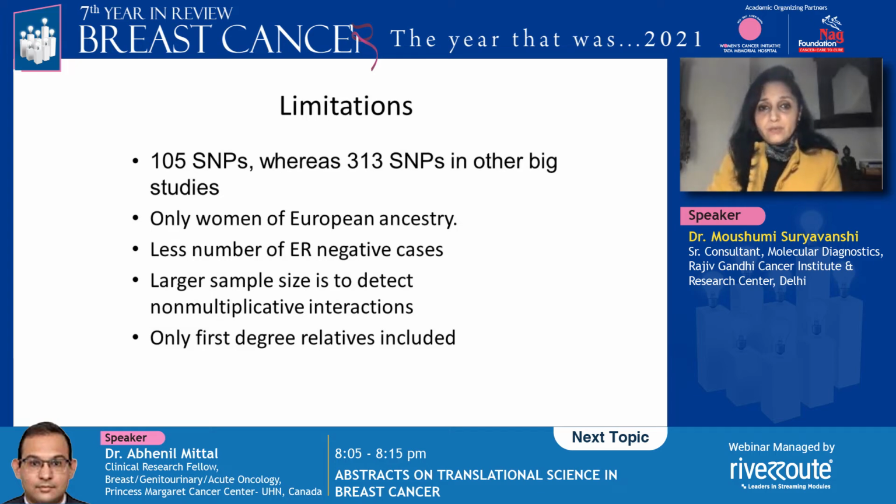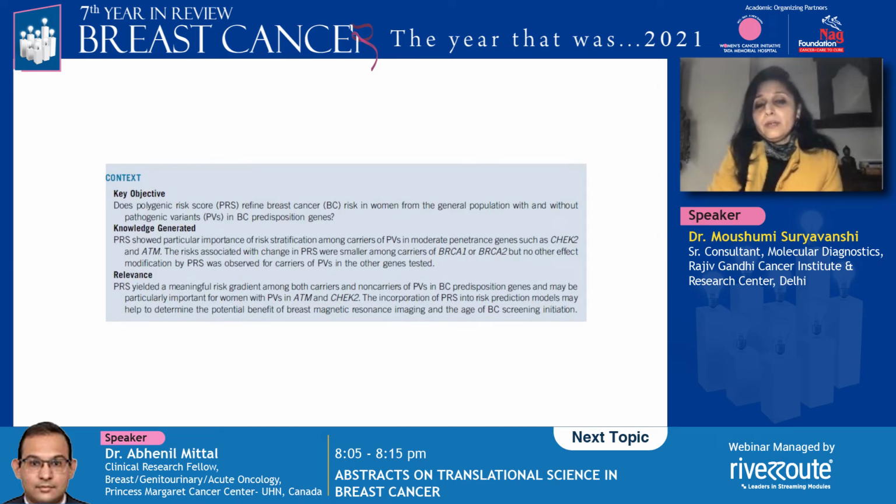The limitations of this study are that only 105 SNPs were examined, it had only European females, and there was no statistical significance for ER negative cases because the cases were limited, so it could not be calculated. The sample size could have been larger, and only first degree relatives were examined. So what we know is that just by calculating the polygenic risk score, for genes like ATM and CHEK2, if they have pathogenic variants there, you can decide on their screening procedure. So you can alter that.